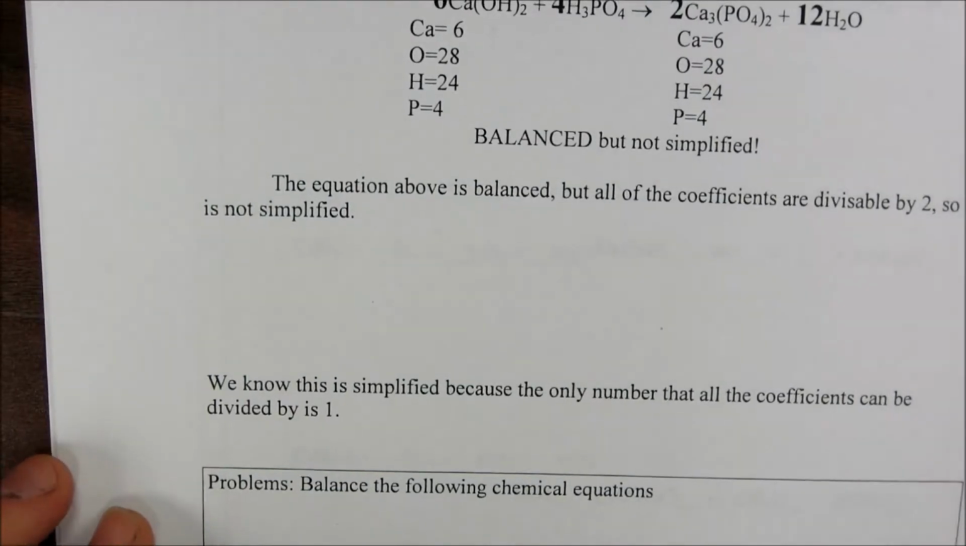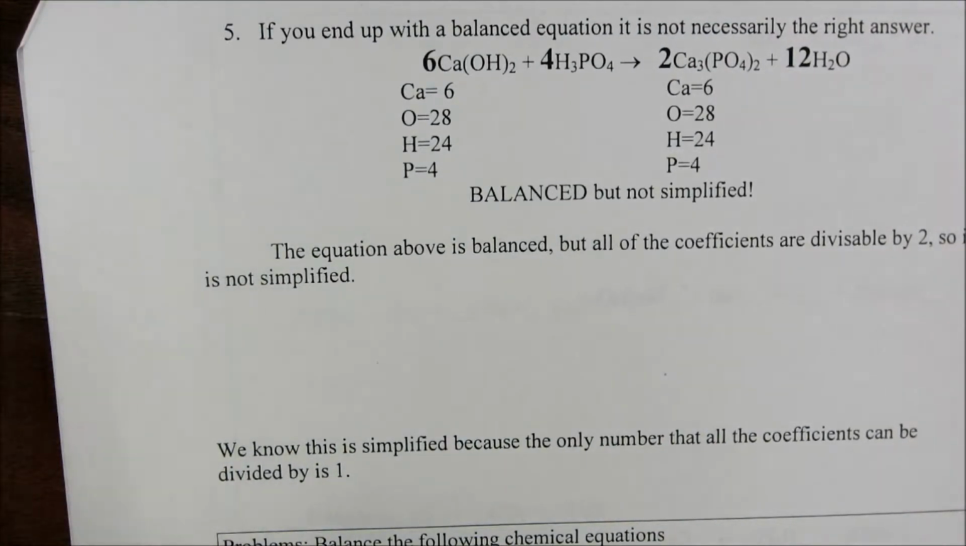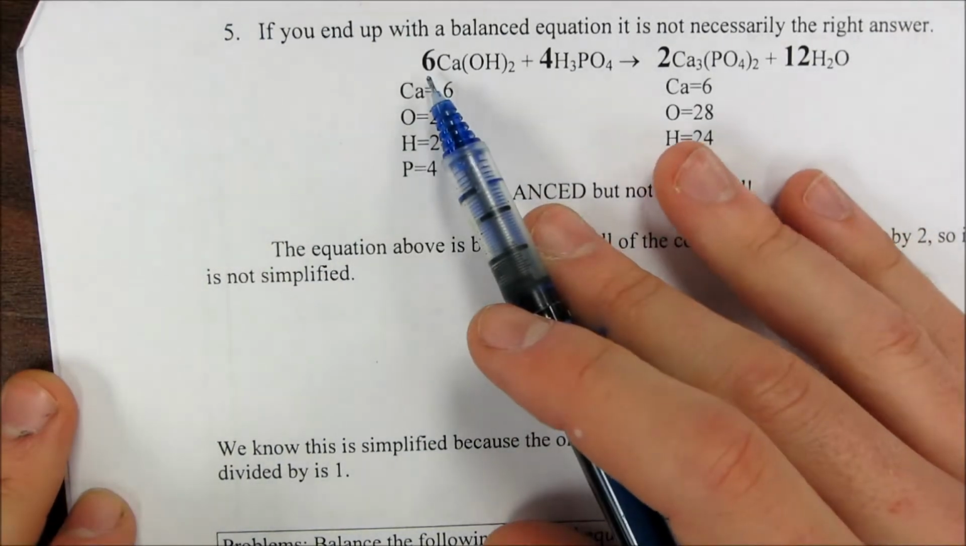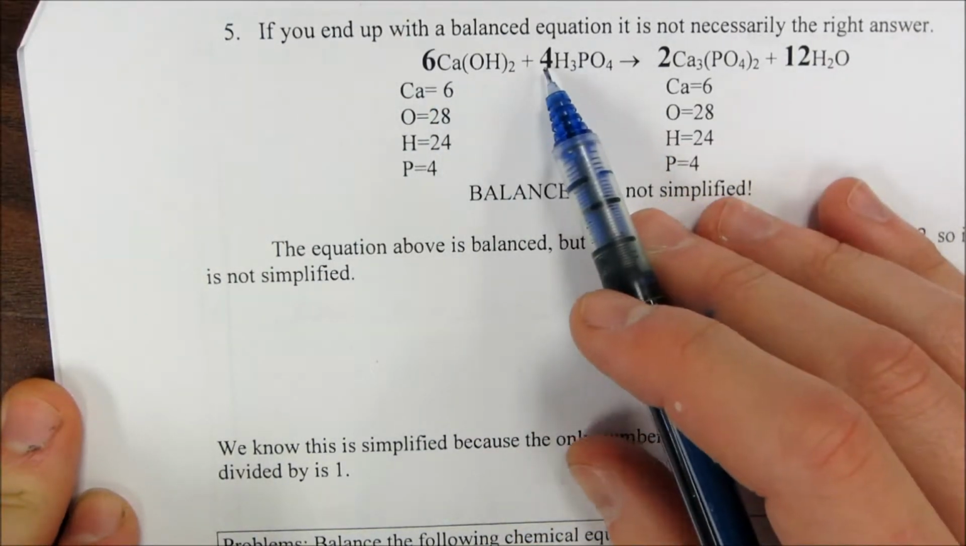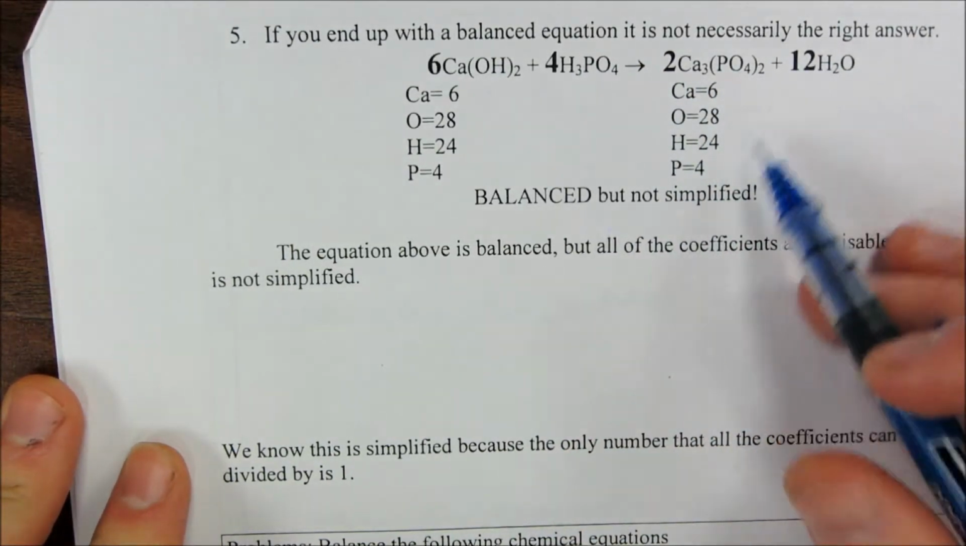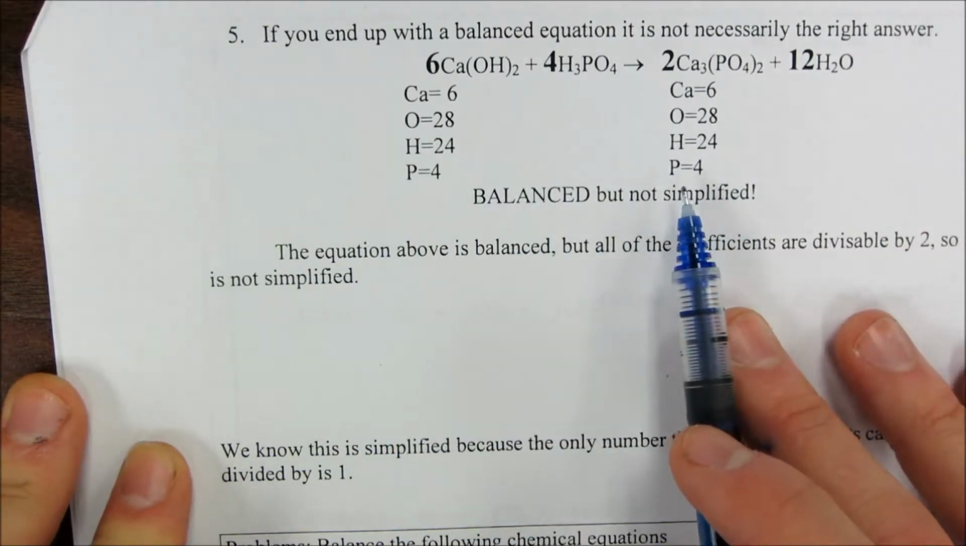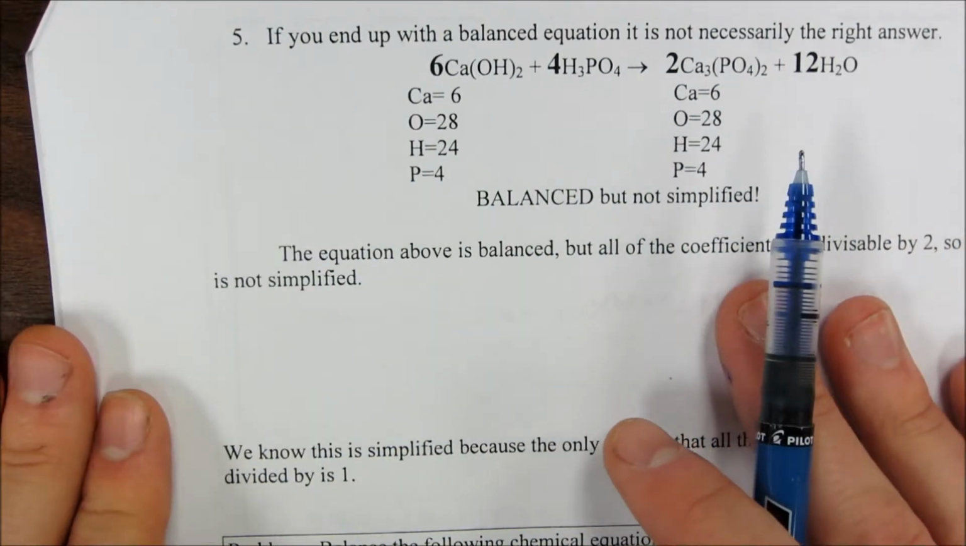Alright, let's flip to the next page. So if we go to problem 5, we'll see that there was actually another way to solve that last problem. If you can see here, I did it with 6 calcium hydroxides, 4 hydrogen phosphates, 2 calcium phosphates, and 12 waters. And that works out for me. You can see my calciums, oxygens, hydrogens, and phosphoruses are all balanced.